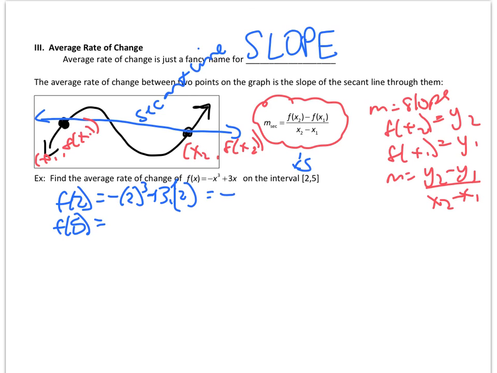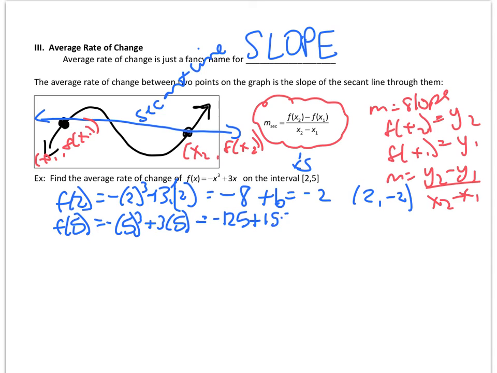that's -8 plus 6, which gives me -2. So that coordinate is (2, -2). If I plug in a 5, 5 cubed is 125, so it's -125 plus 15, which gives me -110. So (5, -110) is my other point.